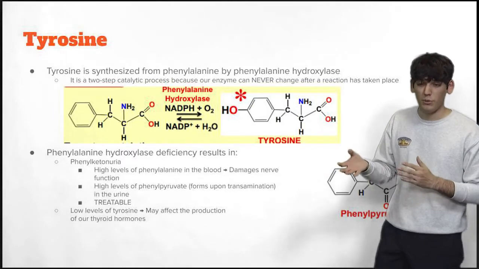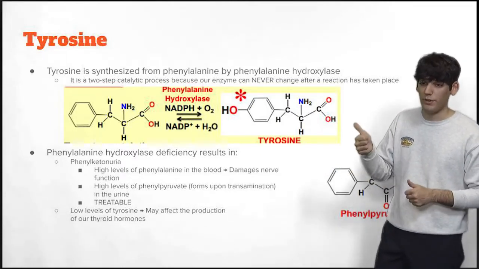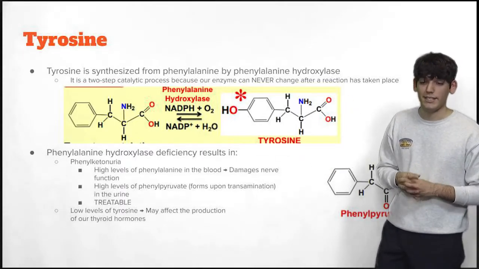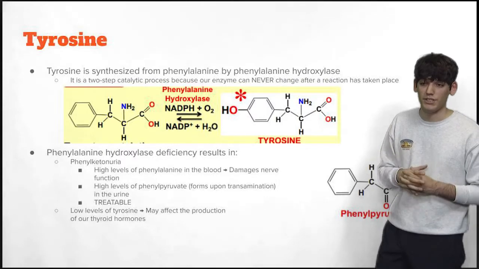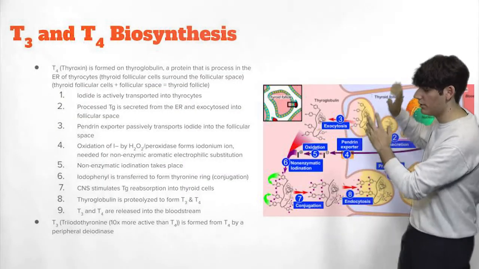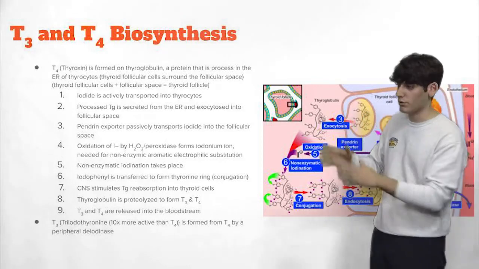The most important thing to be aware of about this disorder for the purposes of this class is that we're going to have a buildup of phenylalanine, but we're going to have very little or low tyrosine. That's going to be important because tyrosine serves as the base for T3 and T4 biosynthesis. So this is T3 and T4 biosynthesis summarized. I'm not really going to go over it just because it's broken down.